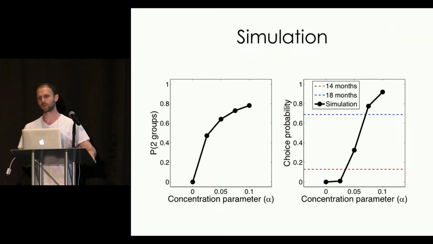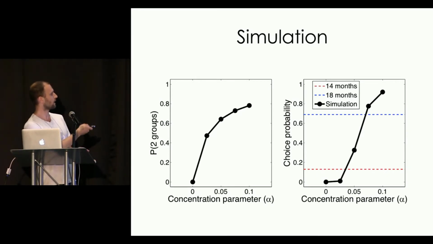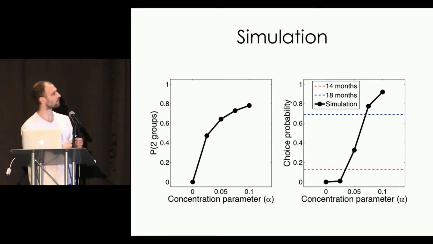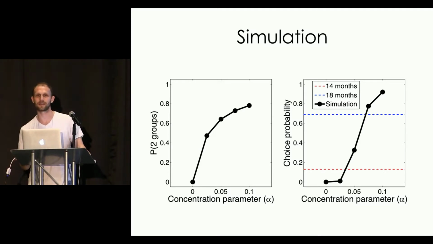So what we showed through simulation is that this can capture the difference in results. What's shown here on the left is that the probability of two groups is increasing with the concentration parameter. That should be intuitive. And as you increase the concentration parameter, you can basically go from 14-month-olds to 18-month-olds choice probabilities. Now, many years later, Gopnik's lab did a follow-up study just a few years ago where they reasoned that maybe they could actually train 14-month-olds to look like 18-month-olds by exposing them to more diverse desires.